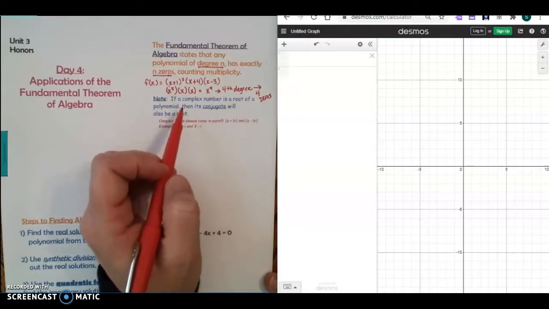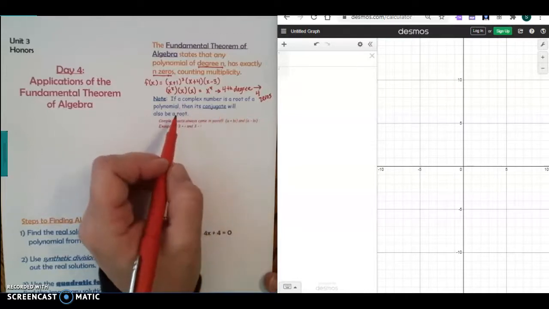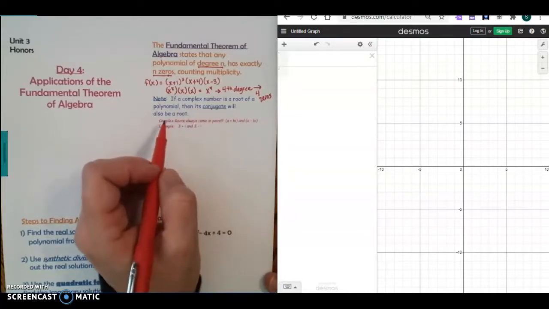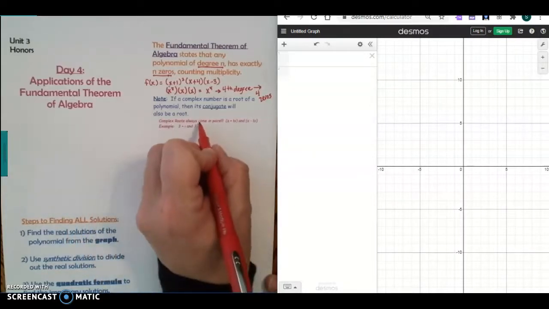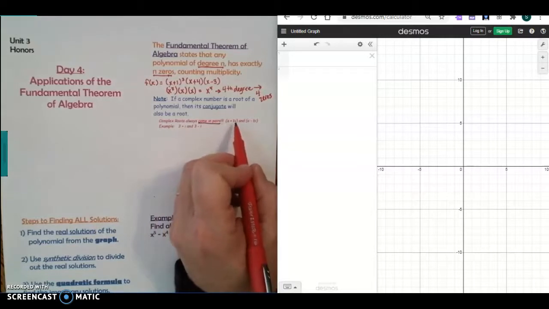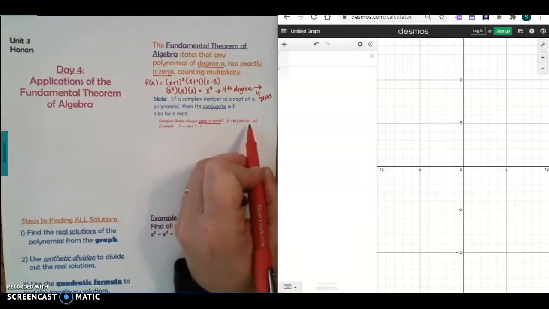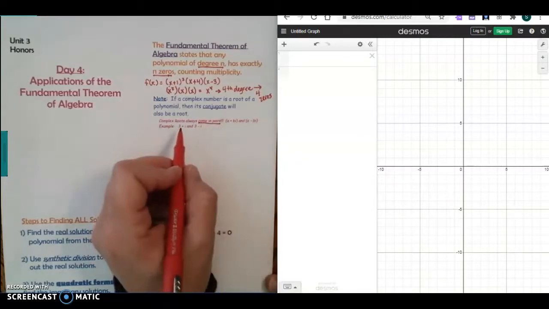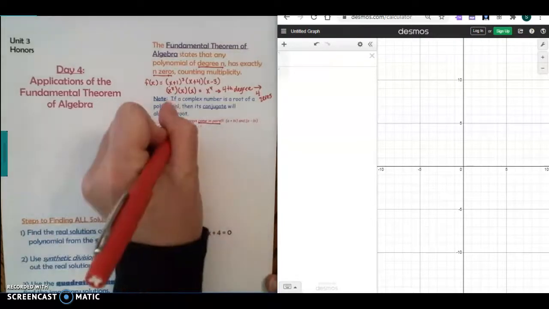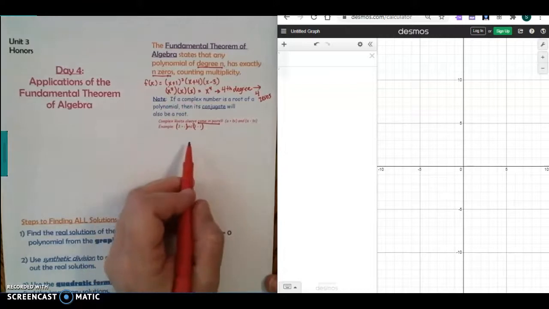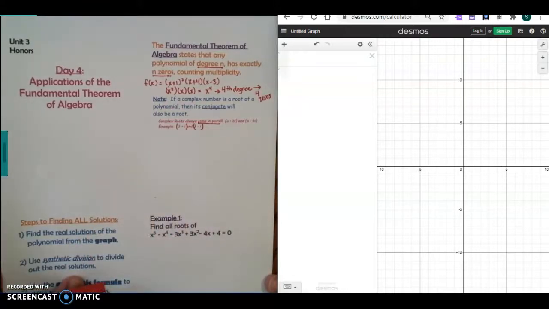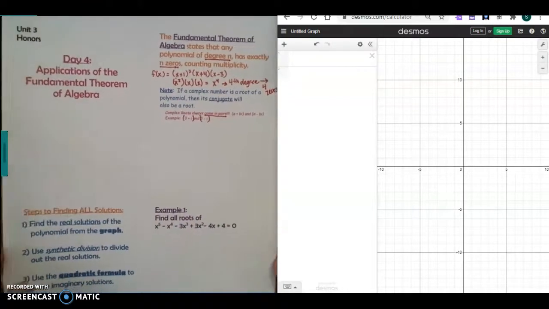Alright, so it says if a complex number is a root of a polynomial, then its conjugate will also be a root. So complex roots always come in pairs. So if we had a + bi, then you have to have a - bi. An example of this would be 3 + i, 3 - i. So you just have to remember that those come in pairs, and I'll show you that as we're moving along.